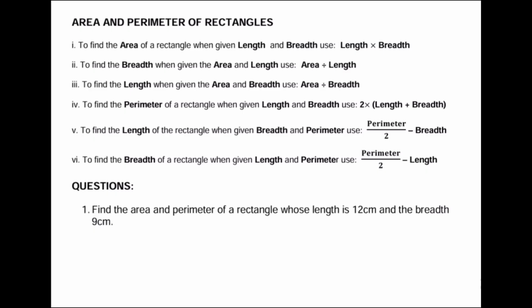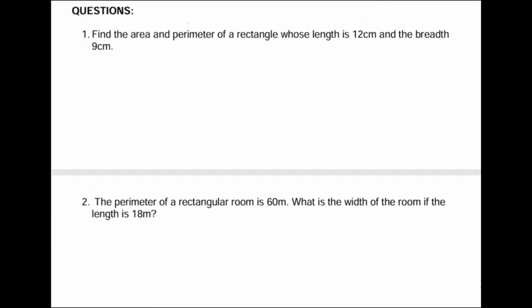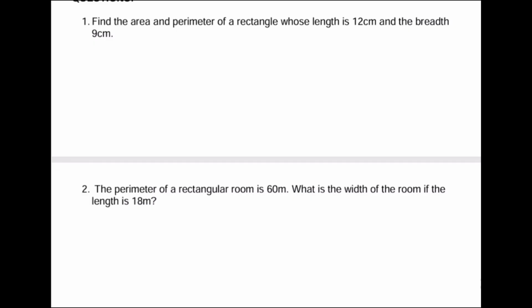To find the perimeter of a rectangle when given length and breadth, use 2 times (length plus breadth) in brackets. Then to find the length of a rectangle when given breadth and perimeter, use perimeter divided by 2 minus breadth. To find the breadth of a rectangle when given length and perimeter, use perimeter divided by 2 minus length. So we are going to look at some questions and apply the formulas.